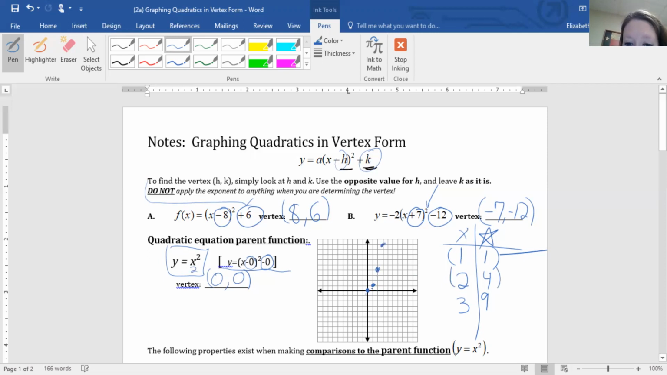Now remember we said (0, 0) was our vertex, and remember the vertex is the mirror point. So we're going to graph the same thing on the other side. If I were to plug in -1 here, see how I get 1? So -1 squared is 1, -2 squared is 4, -3 squared is 9. So it's a perfect mirror right down the center of this vertex. Then we draw our parabola.